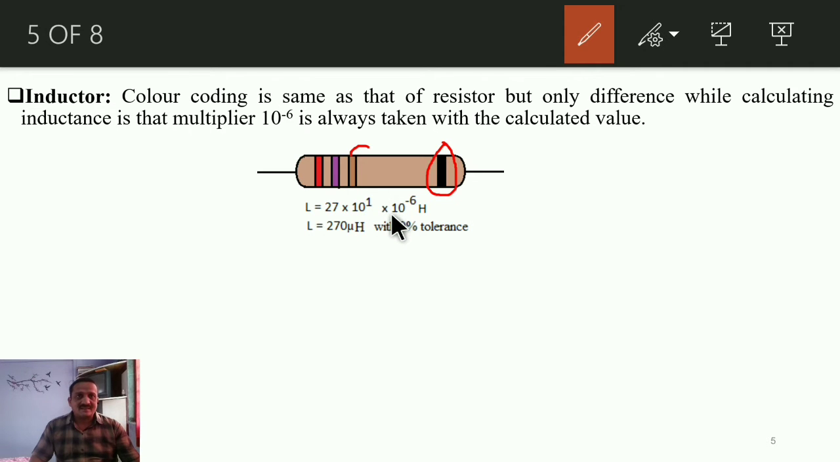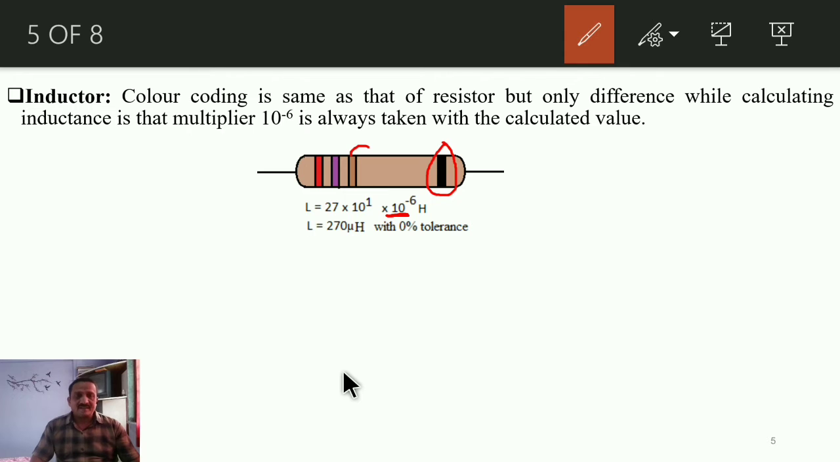As it is a brown color, 10 raised to power is 1. And as I already told, this multiplier is by default, it should be taken by default, right? In case of an inductor. In case of a capacitor, again I will highlight, we took the default multiplier as 10 raised to minus 12, that is pico. Over here it should be micro, that is 10 raised to minus 6. You have to remember this thing.